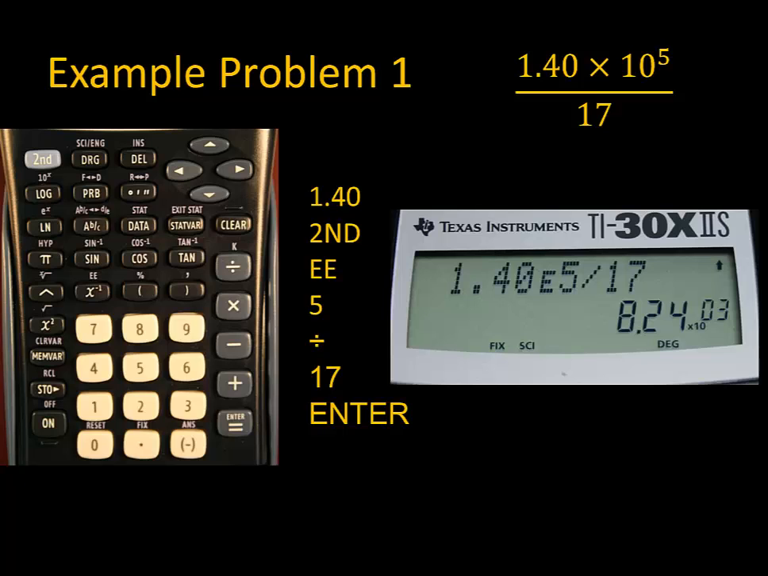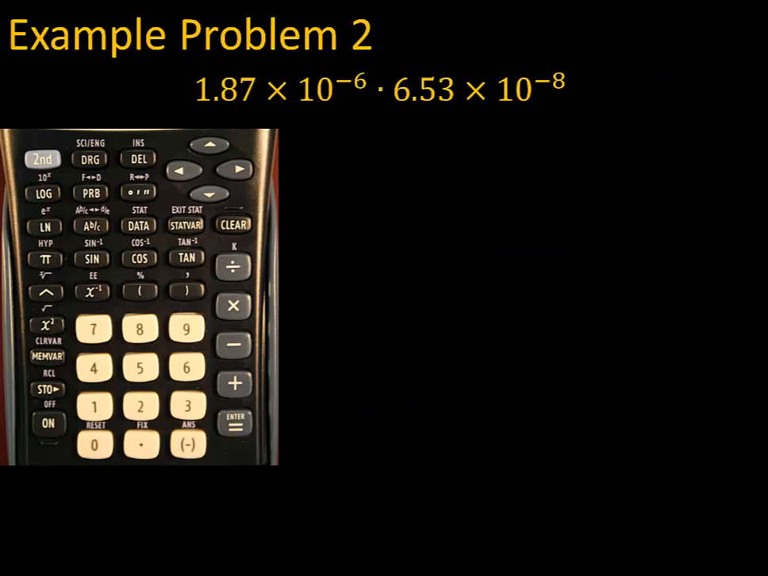In a previous lesson, we had learned how to put the calculator in scientific notation mode with 3 significant figures, and that's the way this answer is displayed. Let's do another problem. This is the multiplication of two numbers, both of which are in scientific notation, and both of which have negative exponents. So let's run through the keystrokes.